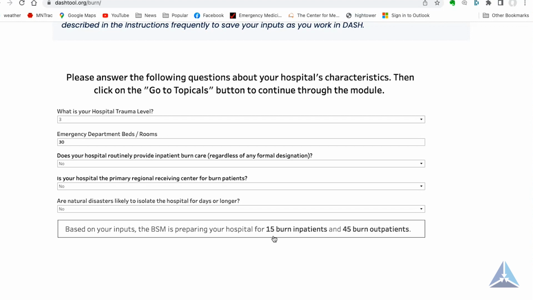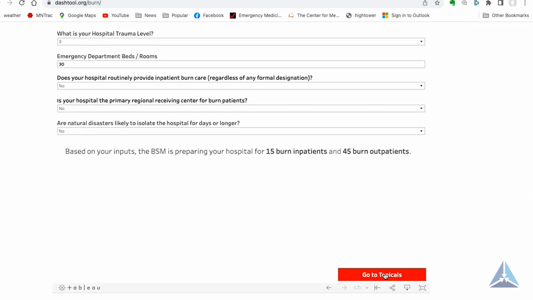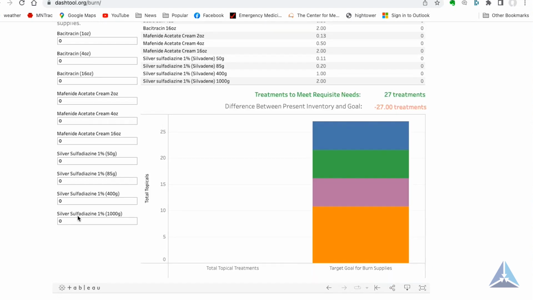So at this point, we're preparing for 15 burn inpatients, or basically a 40% body surface area burn, and 45 burn outpatients with less than 10% body surface area burn. So the first thing we've got to decide is what to put on that burn. There's a variety of topicals we can choose here, from bacitracin to mafenide, which is more designed for third-degree burns, to silver sulfadiazine, and a variety of different product quantities and weights.